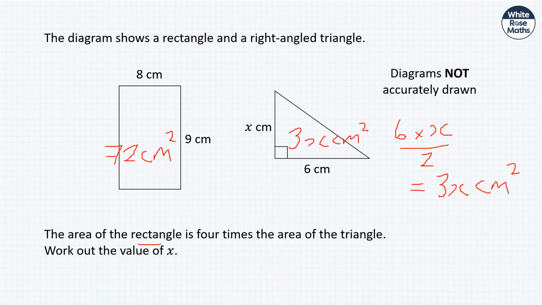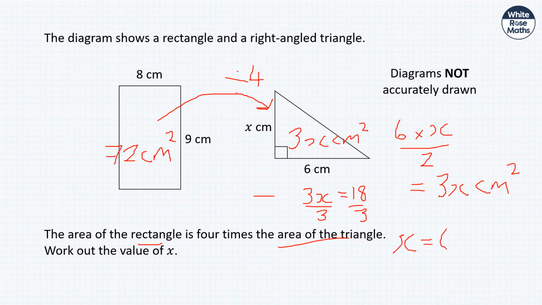The area of the rectangle is 4 times the area of the triangle, so if I do 72 divided by 4, that will give me the area of the triangle. So half it and then half it again. Half of 72 is 36. Half of 36 is 18. So 3x is equal to 18. Dividing both sides by 3, I get that x is equal to 18 thirds. So x is equal to 6 centimeters, guys.